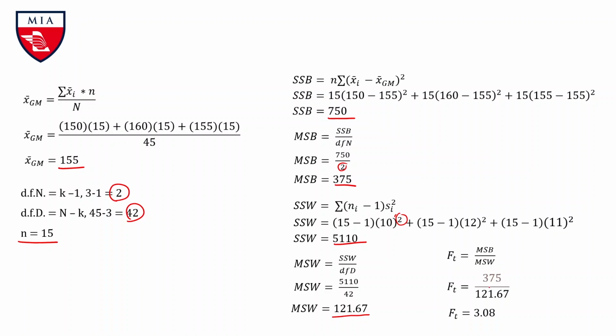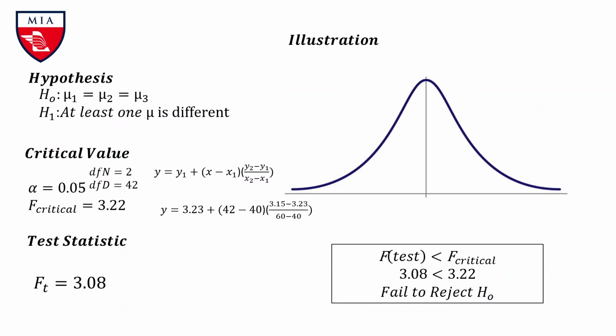So 375 all over 121.67. So our F-test statistic is equal to 3.08. Okay. So like I said, our hypothesis in terms of ANOVA is constant. So just write the hypothesis here. And for the critical value, we need to find a critical value. If our alpha is 0.05, our DFN is 2, and our DFD is 42.